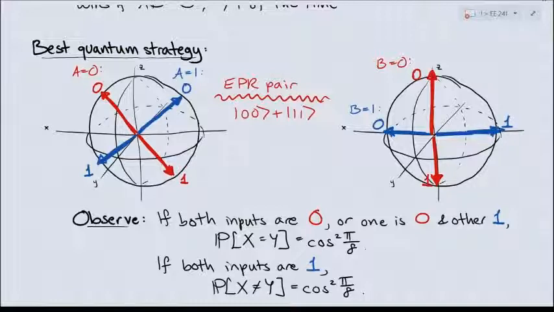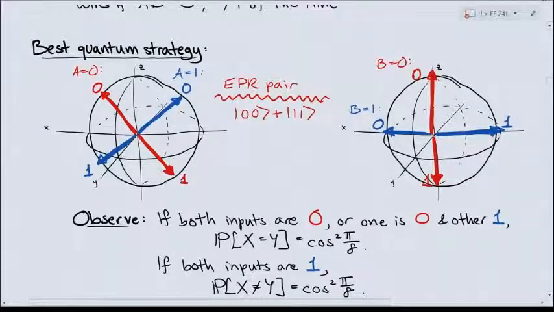Alice, depending on the question, makes one of two outcome measurements. On the left, she's measuring in this direction if she gets question 0, or in this direction if she gets question 1, both in the XZ plane of the Bloch sphere. And Bob is measuring either along the x-axis on question 1, or along the red axis, the z-axis, if his question is 0.